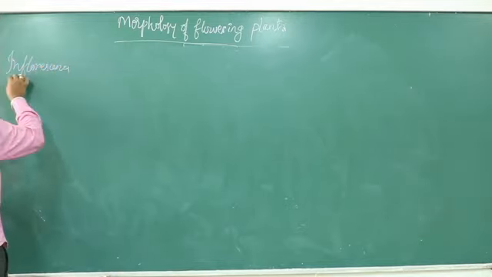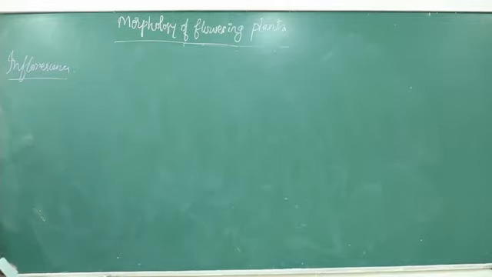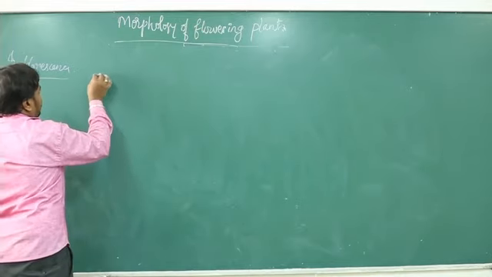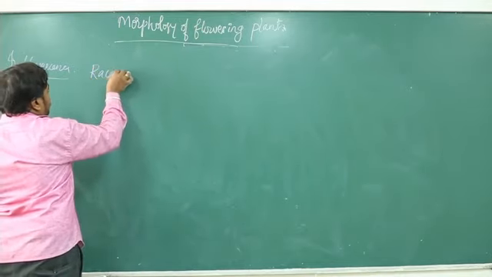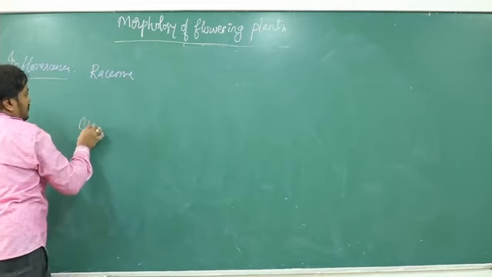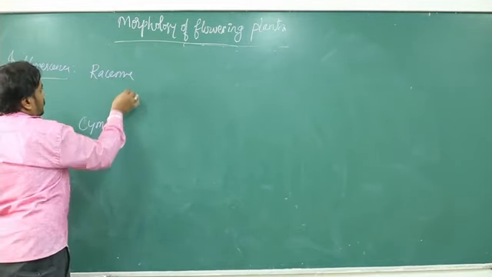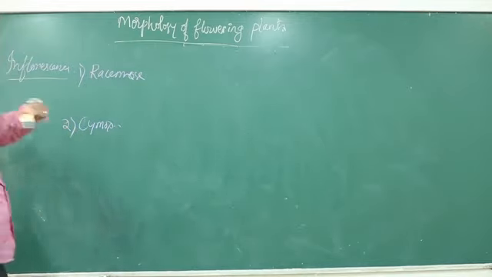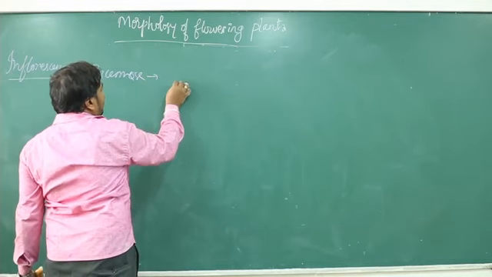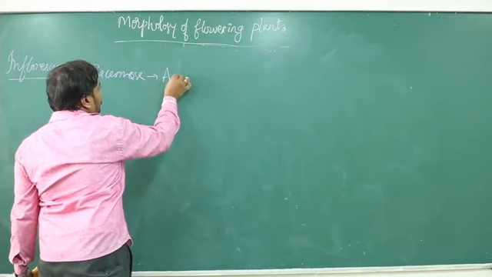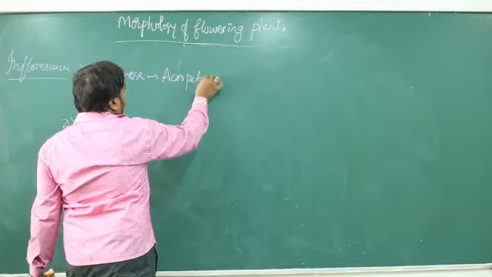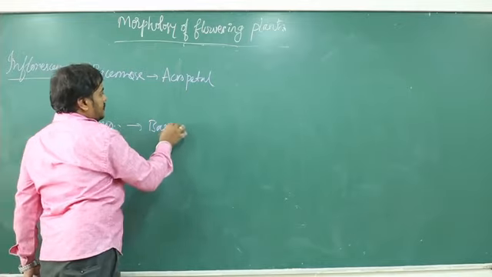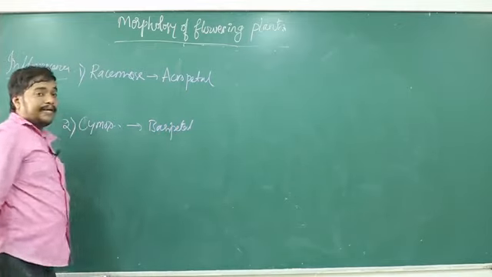So inflorescence is the arrangement of flowers on the rachis, or simply clusters of flowers. Basically we have two types: racemose and cymose. In racemose, the axis can grow continuously, and it has acropetal succession, whereas cymose has basipetal succession.